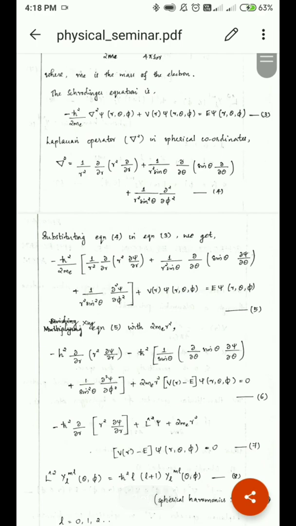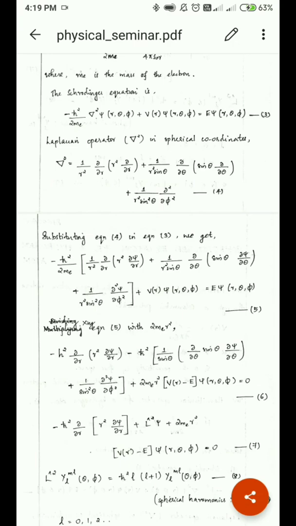Now we are substituting the value of del square into the Schrodinger equation. That will give us equation 5, that is minus h cross square by 2 me into 1 by r square dou by dou r of r square dou psi by dou r plus 1 by r square sin theta dou by dou theta into sin theta dou psi by dou theta plus 1 by r square sin square theta into dou square psi by dou phi square plus V of r into psi(r, theta, phi) is equal to E psi(r, theta, phi). It is equation 5.